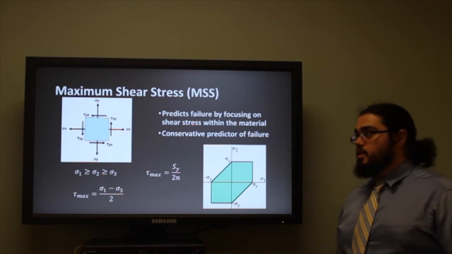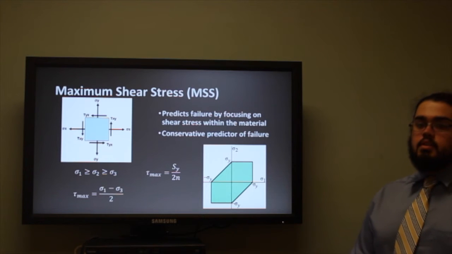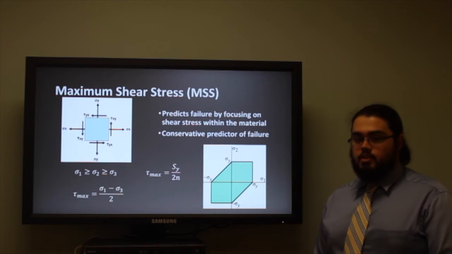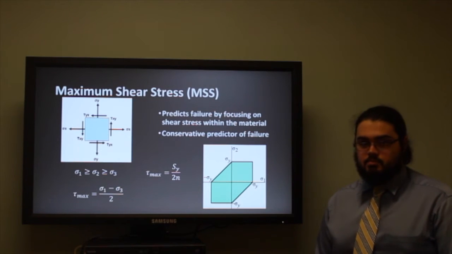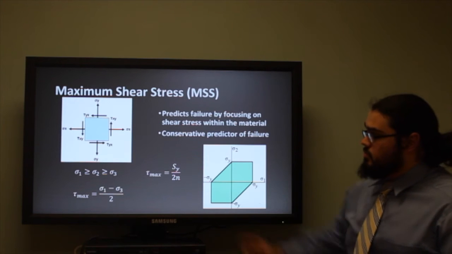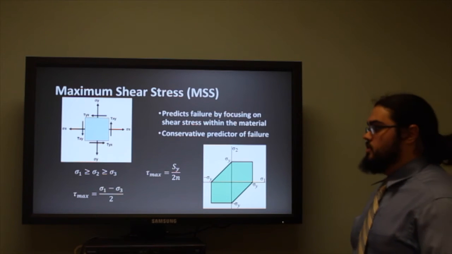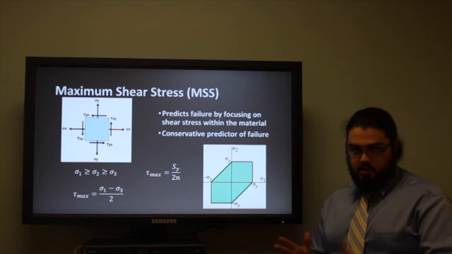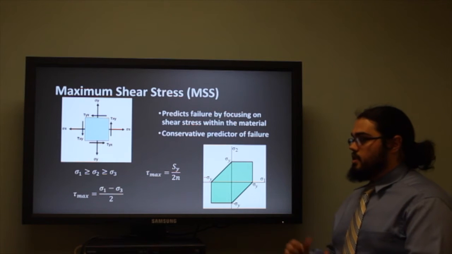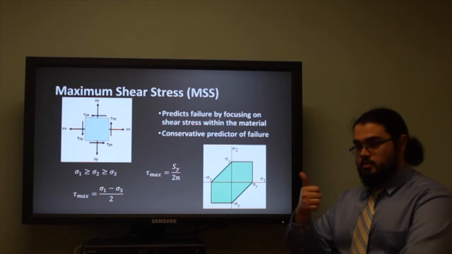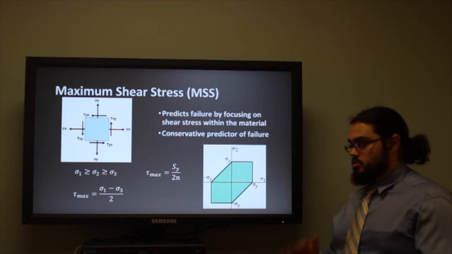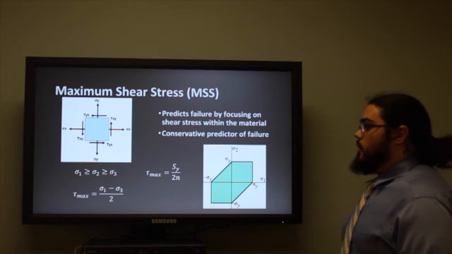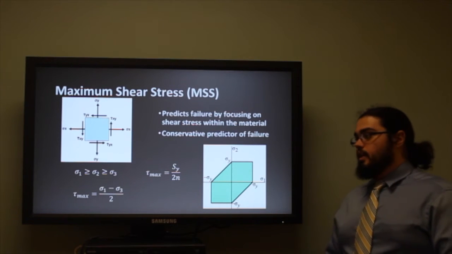Before we start talking about any of the failure theories, let's talk about the conventions used. In all the failure theory calculations, we use the principal stresses. In our figure here, this is a 2D projection of an element, and it shows all the stresses that could be happening in that 2D plane. There are axial stresses in the x direction and the y direction, and then there are shear stresses that point in opposite directions on the edge of the element. From these, we can calculate the principal stresses.